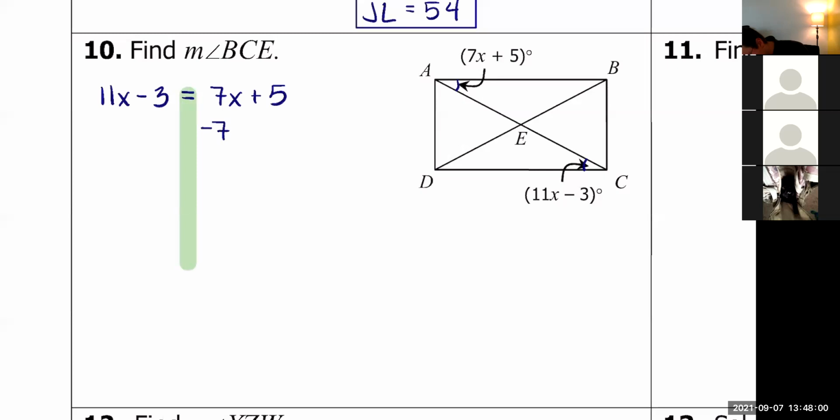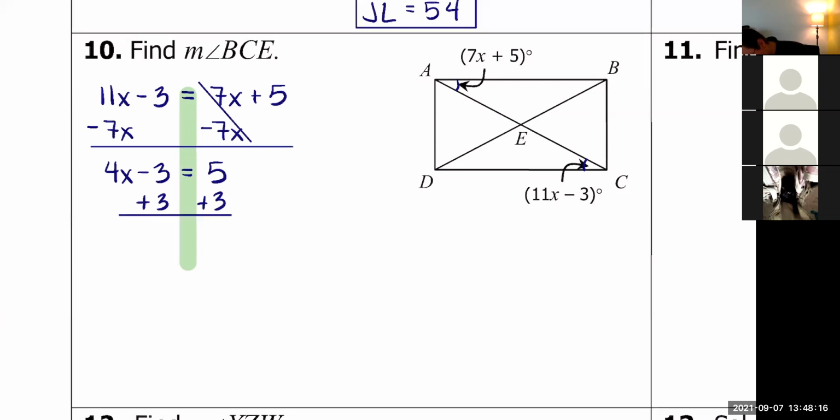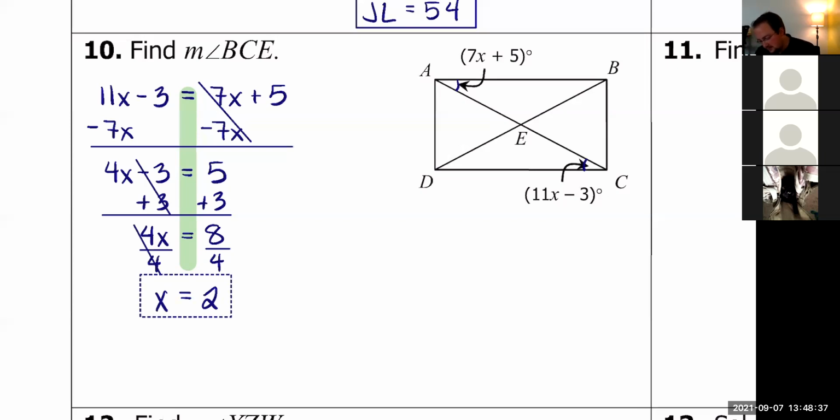Solving it here, I would subtract 7x from both sides. Get 4x minus 3 equals 5. Add 3 to both sides. I get 4x equals 8. Divide both sides by 4. I get x equals 2. Now, I'm not looking for x, but I can use it.